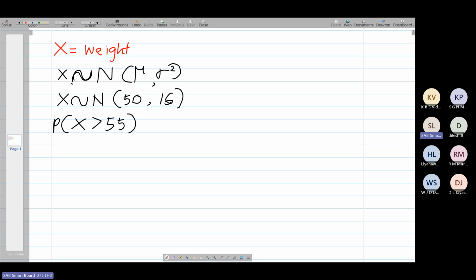Understood? Then how do we write? P means probability that X, the weight, is greater than 55. Is it clear? Then we draw the normal curve. This axis X means weight. Then the middle point represents what? The mean value. What is the mean value here?